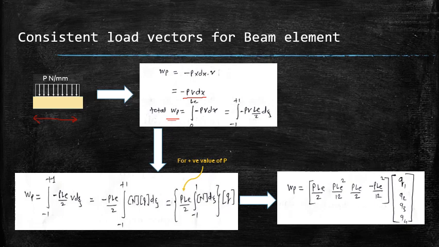So it becomes integral 0 to LE, where again LE is the length of element, minus p into dv into dx. Now I will change the limits of integral from x to zeta. x will vary from 0 to LE, so zeta will vary from minus 1 to plus 1. So the work potential becomes integral minus 1 to plus 1 minus pv into LE by 2 d zeta, because dx is equal to LE by 2 d zeta.